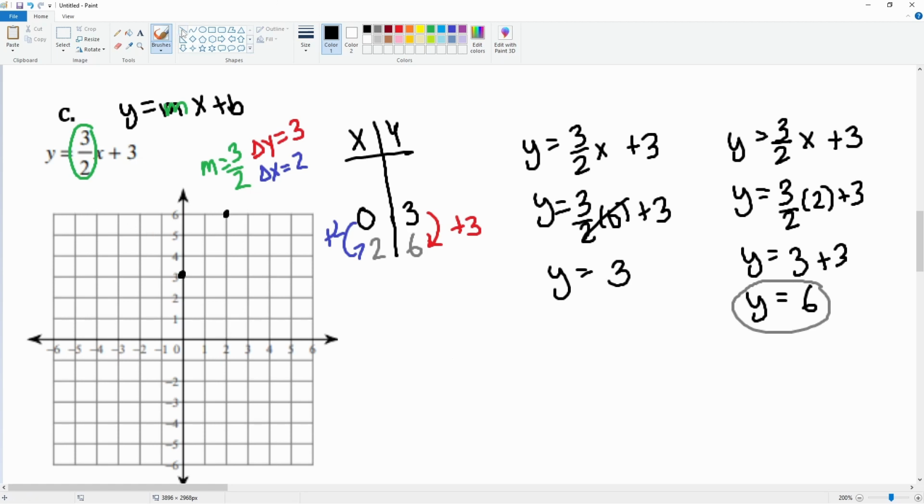Now we can connect the lines. Here you go. There you go. There you go. And that is our equation of a line.